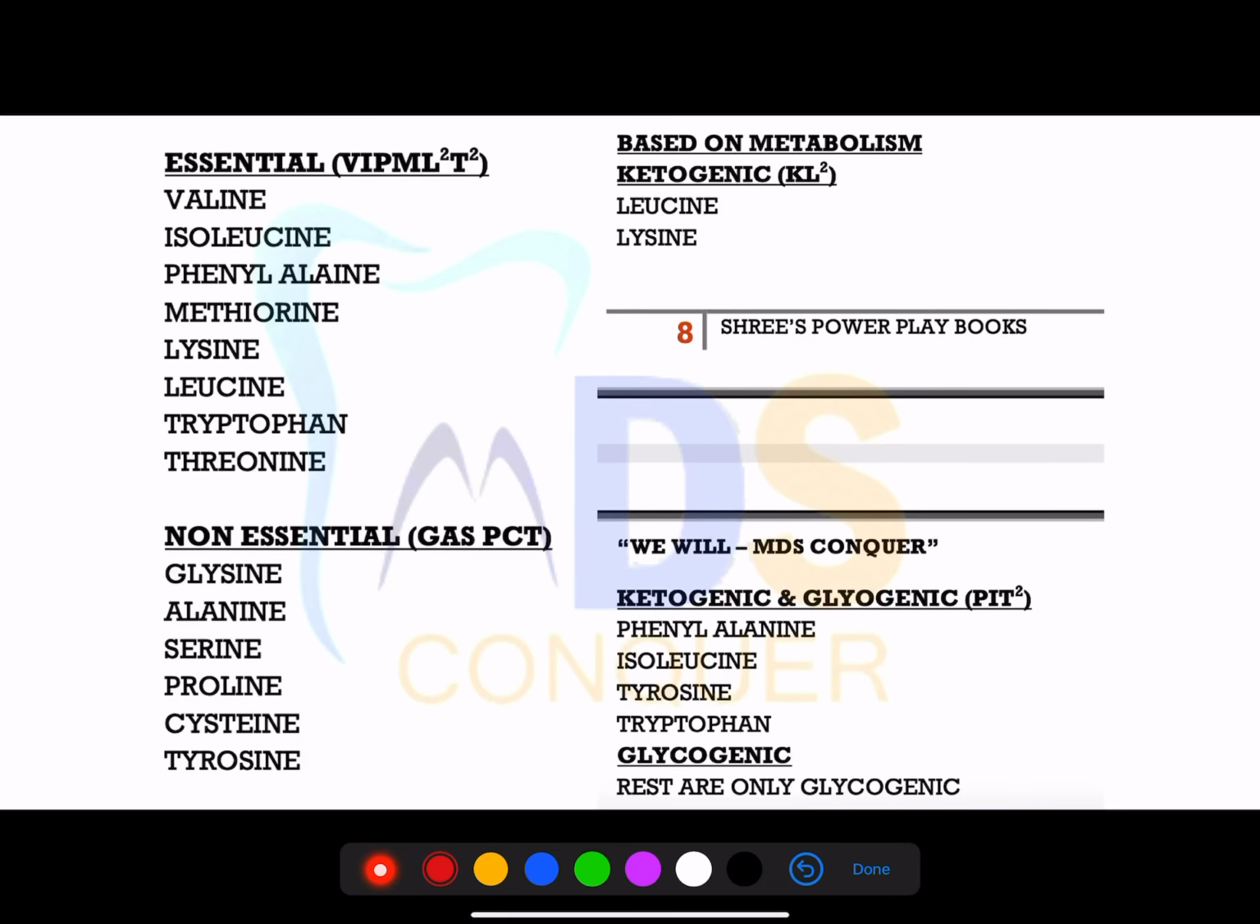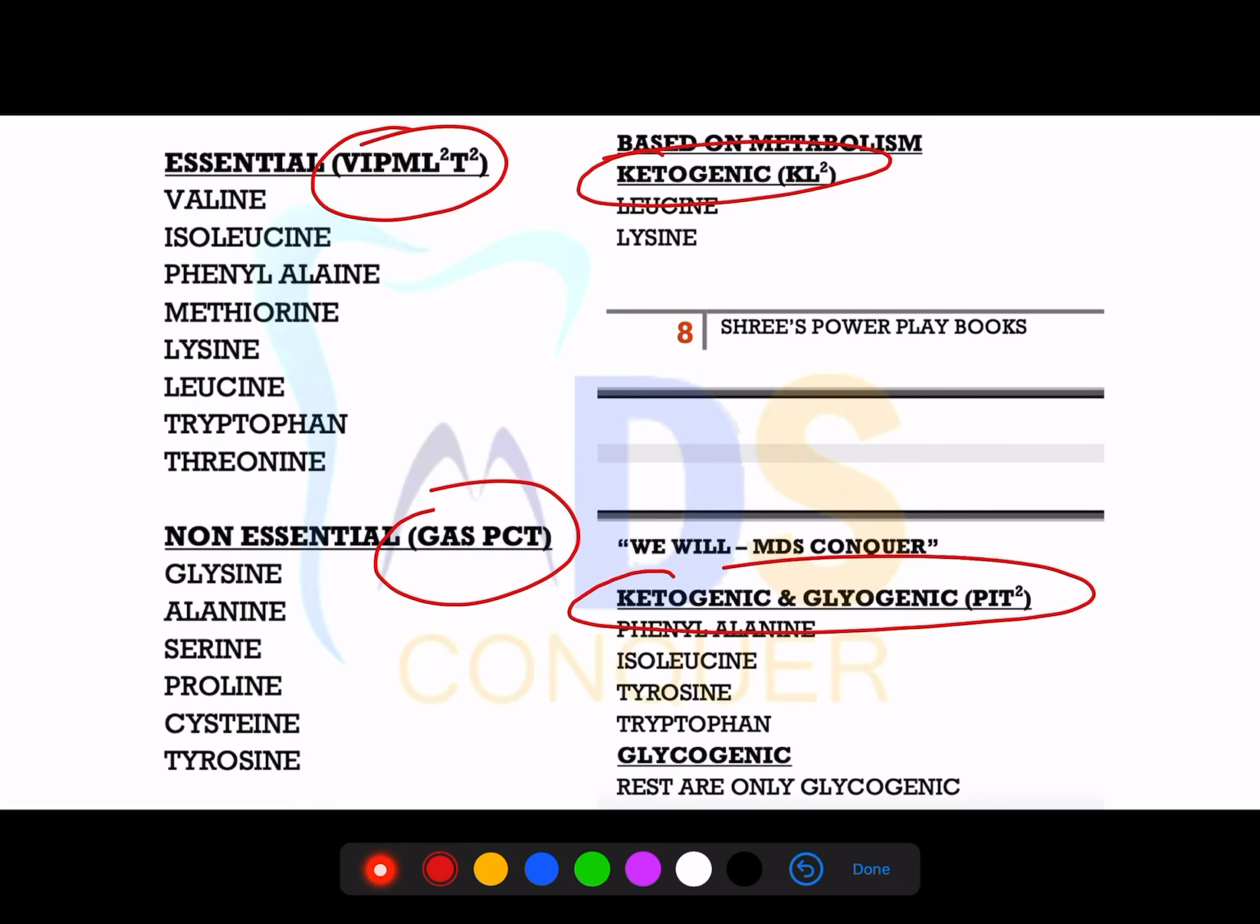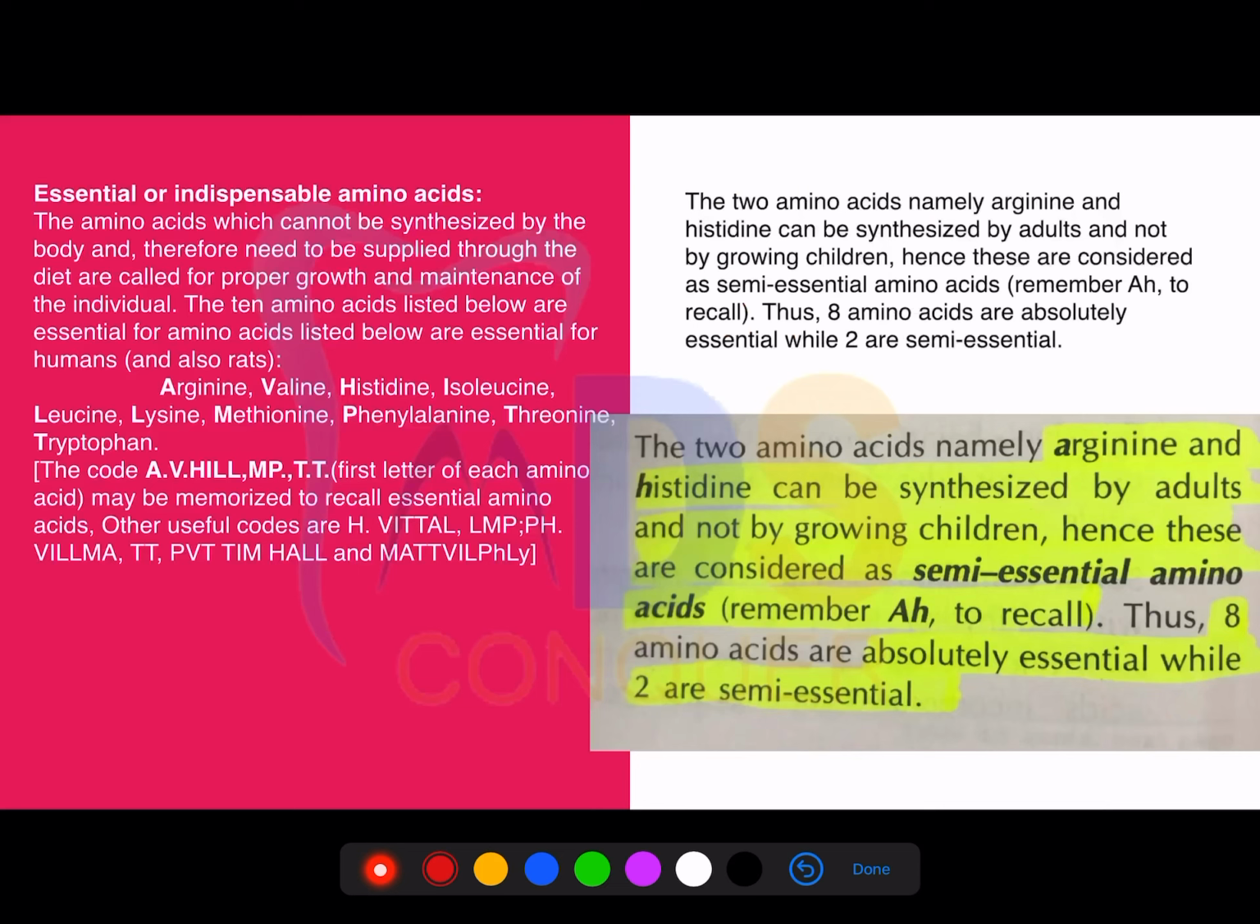And of course, you're well familiar with what the essential amino acids are. This is a code. What are the non-essential amino acids? This is a code. Do make a note. Based upon the metabolism, there are ketogenic amino acids, and ketogenic and glycogenic amino acids. So what are they? Please do make a note.